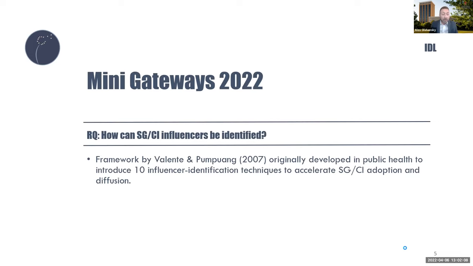Here, we are extending this work based on feedback from the previous Gateways 2021, and offer an additional research question: how can science gateways and CI influencers be identified? To address this research question, we introduce a framework by Valente and Pumpuang, 2007, which was originally developed in a public health context to identify opinion leaders who can affect their peers' health behaviors. Here we're introducing these 10 influencer identification techniques in a Science Gateways and CI context to help accelerate Science Gateways and CI adoption and diffusion.